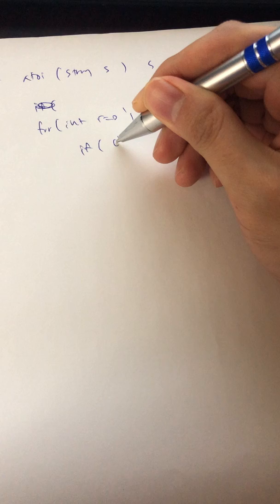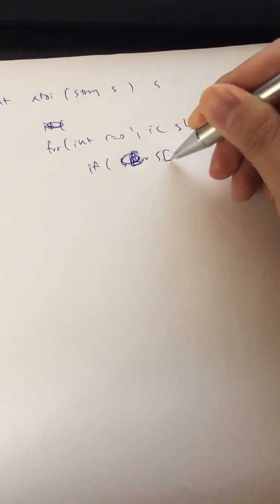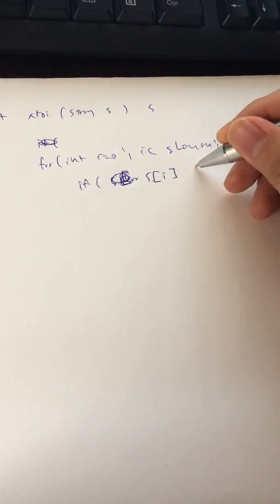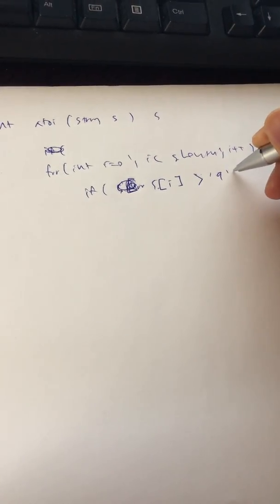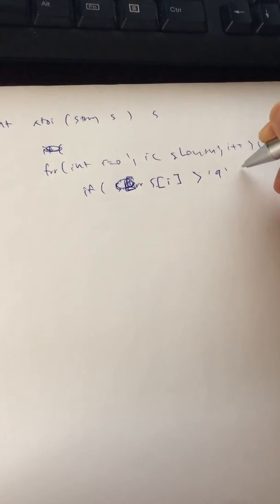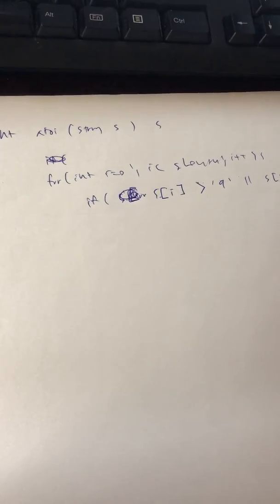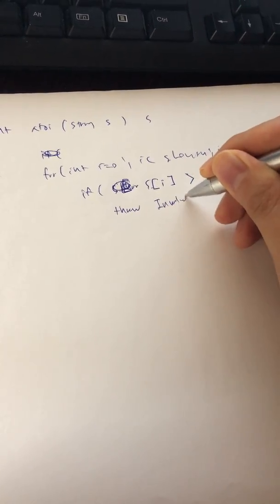So if any of them are not numeric values between 0 and 9, meaning if s.charAt(i) is bigger than character 9, or smaller than character 0, throw an invalid format exception. So it's going to throw an exception, right?